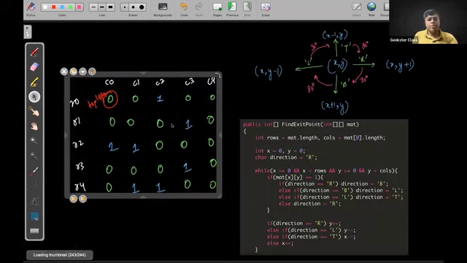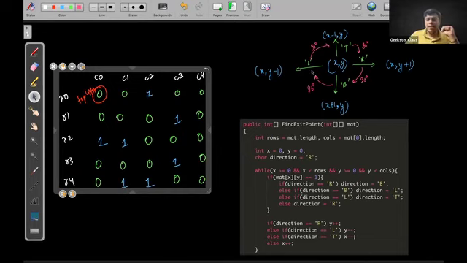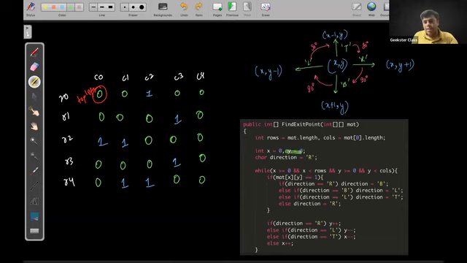Initially, from which cell are we moving? What is the starting coordinate? 0, 0. That's why I have said x is 0, y is 0. We are starting from 0, 0. Initially, what is the direction? According to the problem, in which direction is it asking us to move? The problem is asking us to move initially in the right direction. So initially the direction is right.